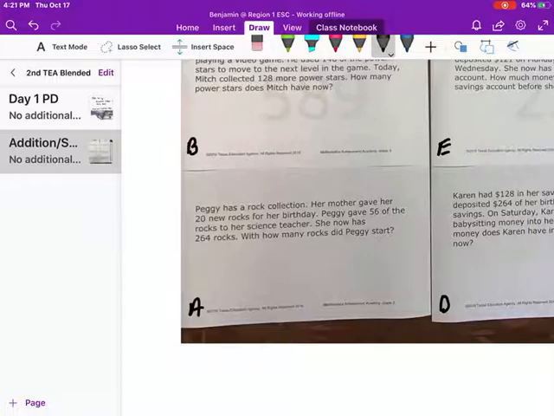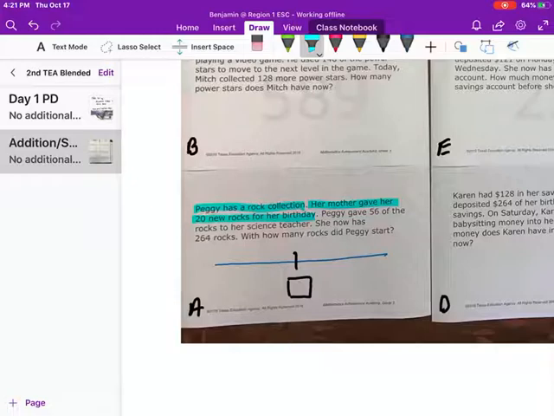However, a strategy that is very helpful is the use of a number line. So we're going to draw an open number line, and we'll start with the first part. It says Peggy has a rock collection, and we're going to denote that somewhere here. Do we know what that rock collection is? No, we do not. Next sentence: her mother gave her 20 new rocks for her birthday.